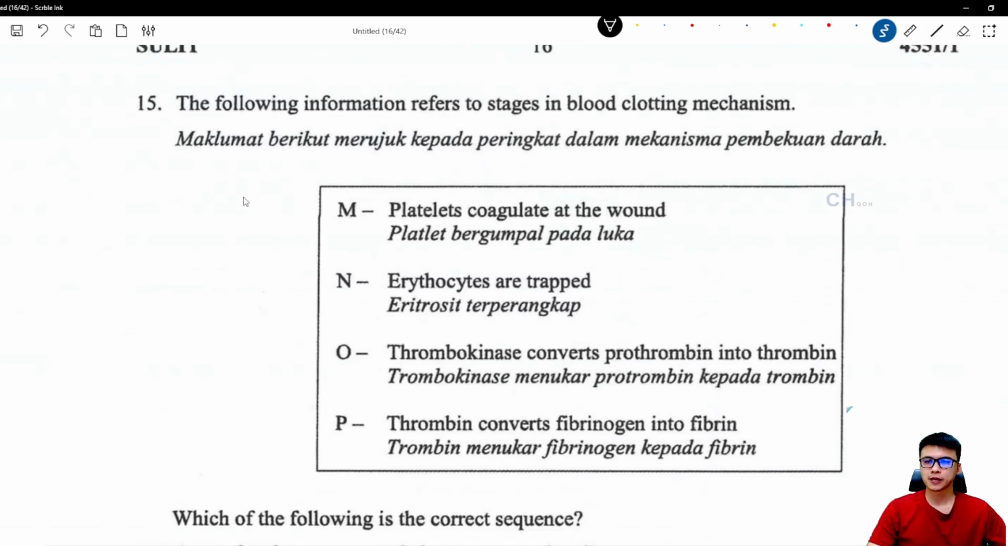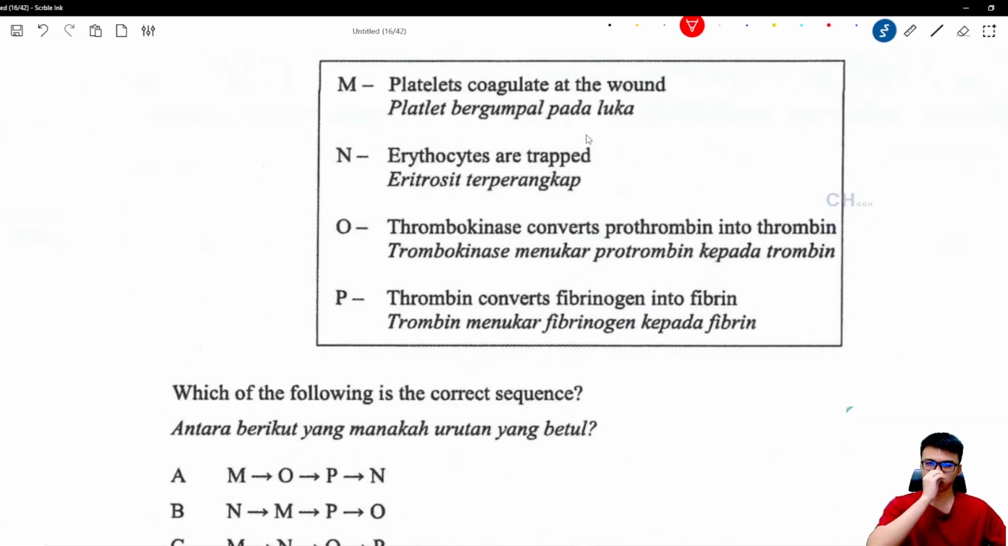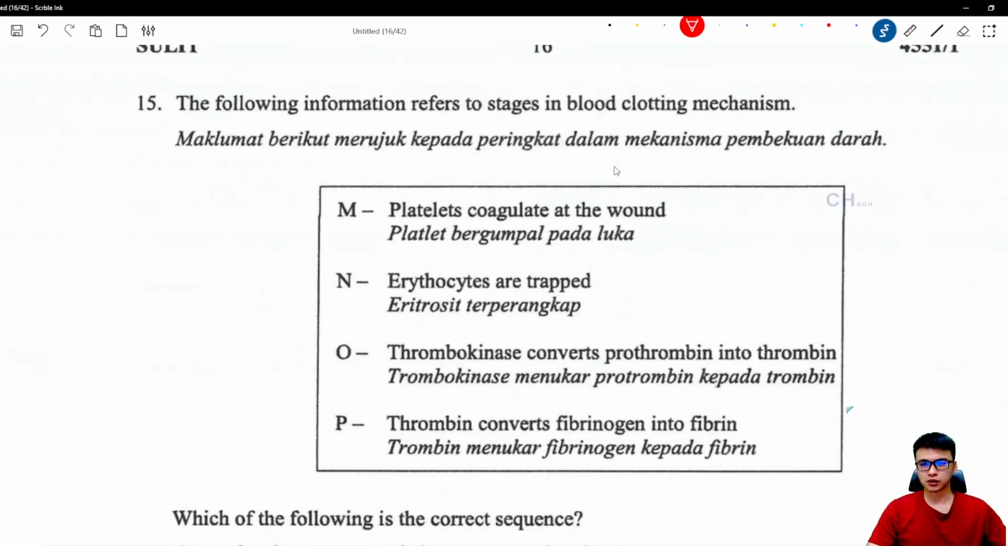Okay, question 15. The following information refers to the stages in the blood clotting system. You guys just need to memorize this process, then you should be okay. Now, for me, I always look for the last step of the sequence. If you want to do blood clotting, the final task you want to do is to trap the erythrocyte.